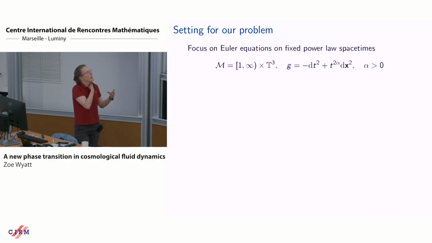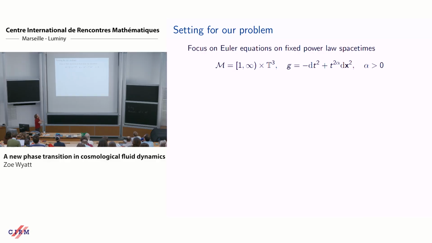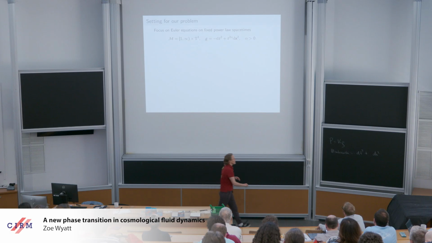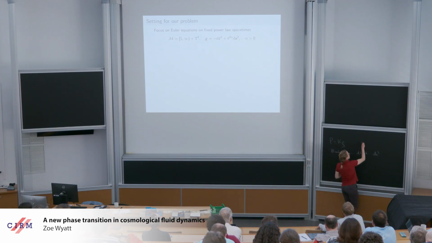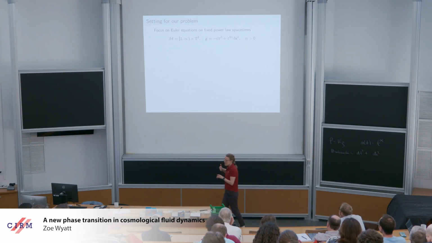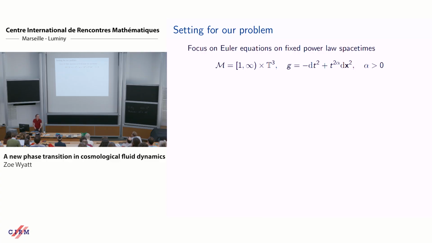As I said, we're looking at the Euler equations, and we're going to look in the setting where my scale factor is a polynomial rate. This is called a power law spacetime. It's actually something very much used in cosmology, not pulled out of thin air. You will notice that when alpha is equal to 0, I get the Minkowski spacetime. So Minkowski is like a degenerate solution in that case.